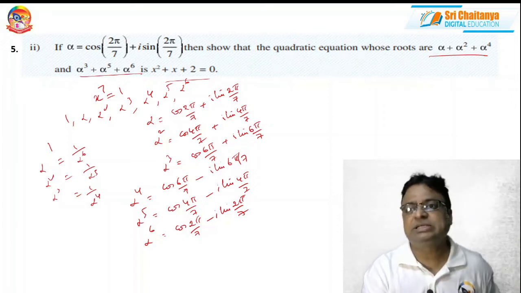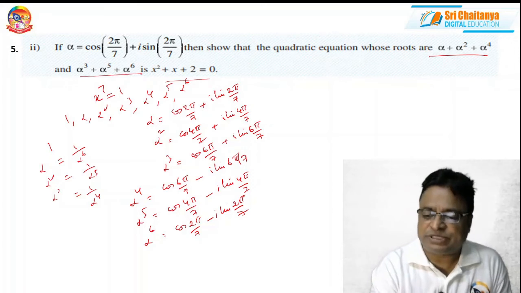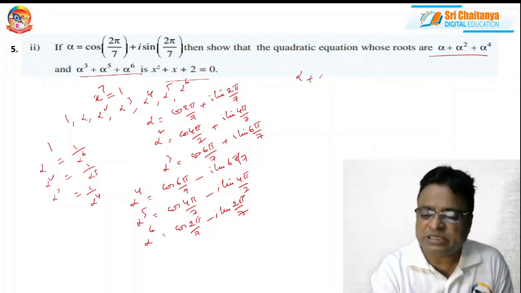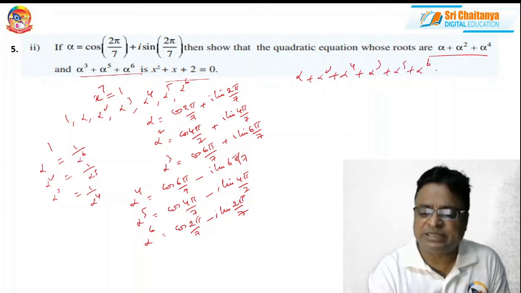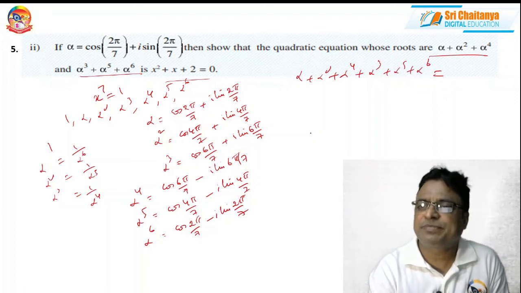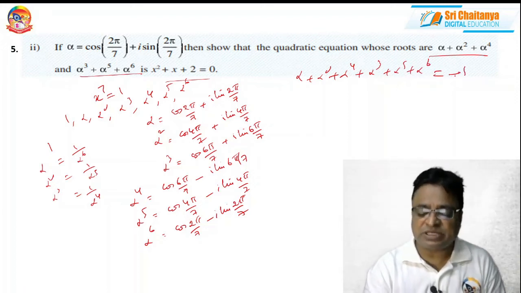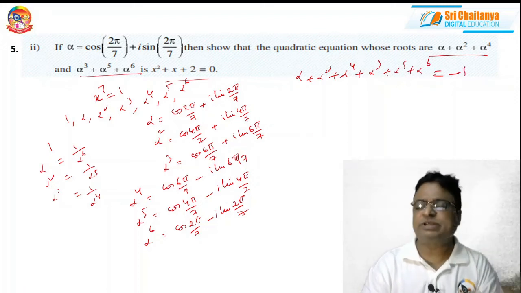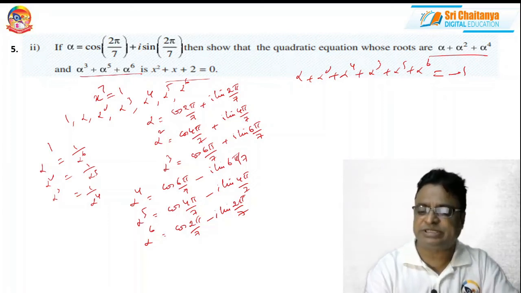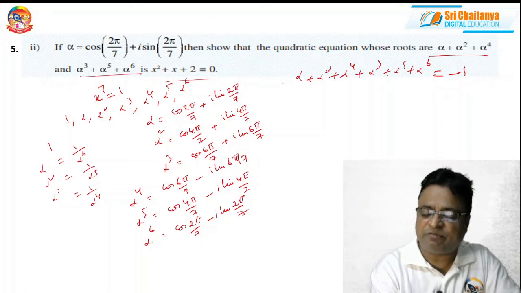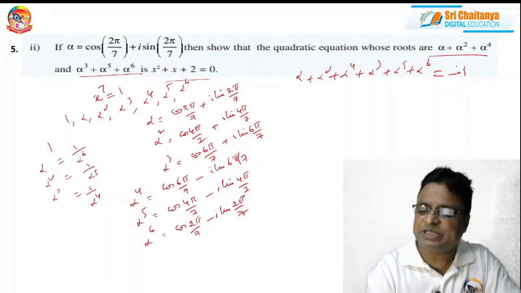Now the question is, what about the sum of the roots? The sum of the roots means alpha plus alpha square plus alpha cube plus alpha power 4 plus alpha power 5 plus alpha power 6. This is the sum of the roots. It is nothing but minus 1, because the sum of the seventh roots of unity is 0. That means 1 plus alpha square and so on plus alpha power 6 is 0. Therefore, here 1 is not there. So this value is minus 1.